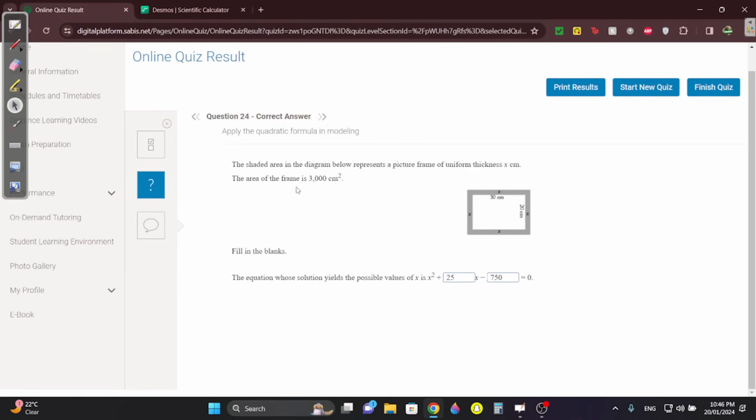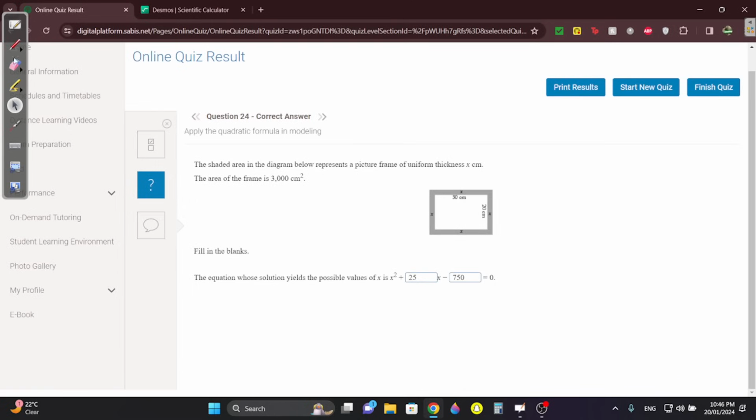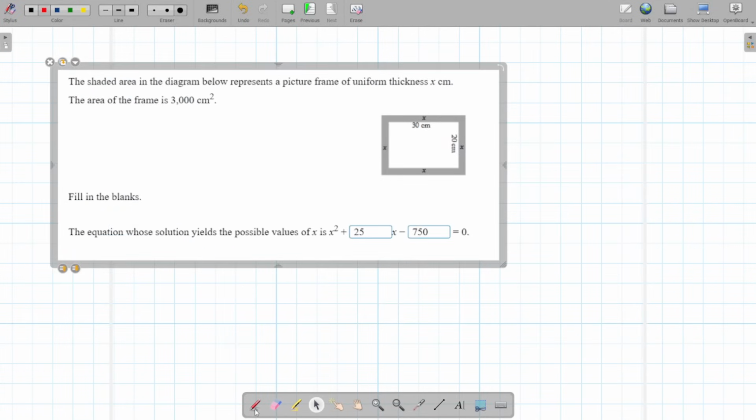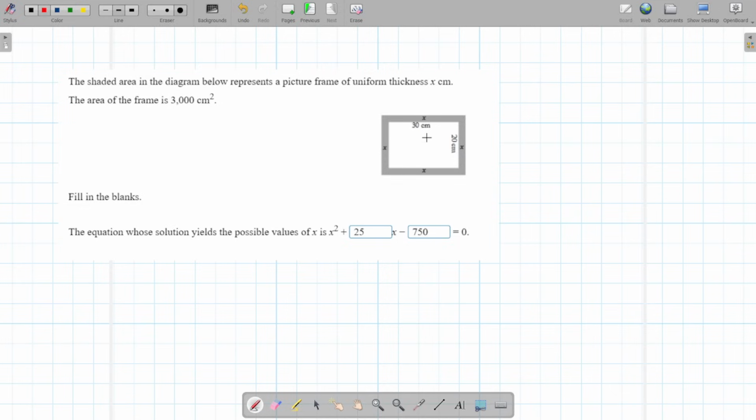Question 24. This one's a bit tricky. I'll put this one in the open board because it needs a bit of explanation. The shaded area represents a picture frame. The picture frame is the shaded area, and the thickness of the frame is x centimeters up and x centimeters to the right. They gave you that the area of that frame is 3000 centimeters squared, and they're asking what is the equation for the possible values of x.